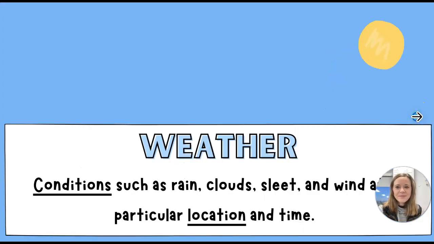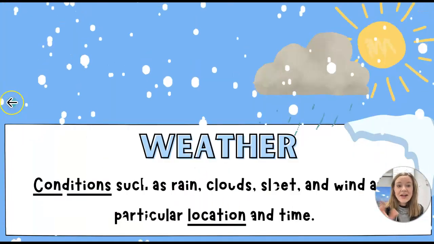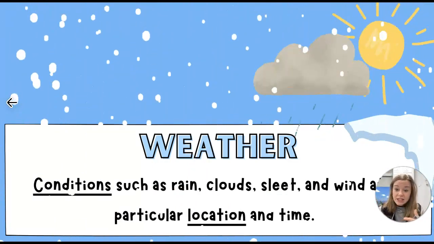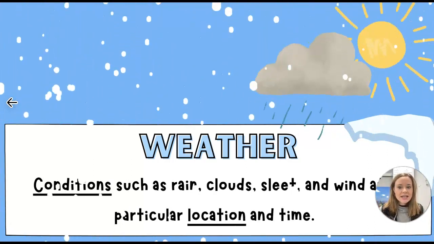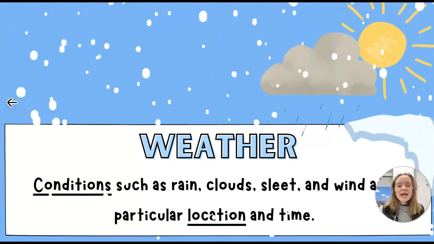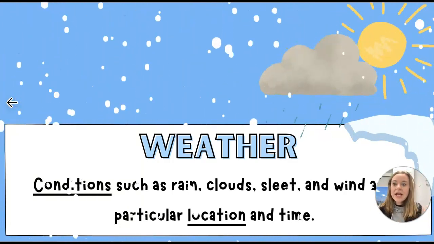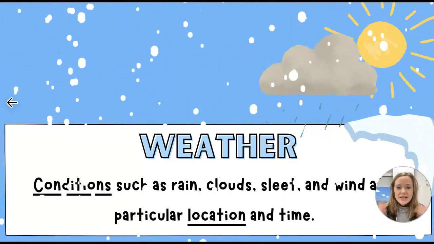So what is weather? Weather is conditions like rain, cloud, sleet, wind, prevailing wind, that happens at a particular location and a particular time. So I could say it is raining outside in St. Cloud at 6:56 a.m. That is weather.